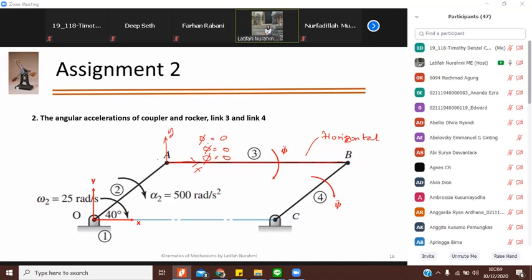Okay, this is what we call a parallelogram. Because here OA is parallel to CB, and AB is parallel to OC.